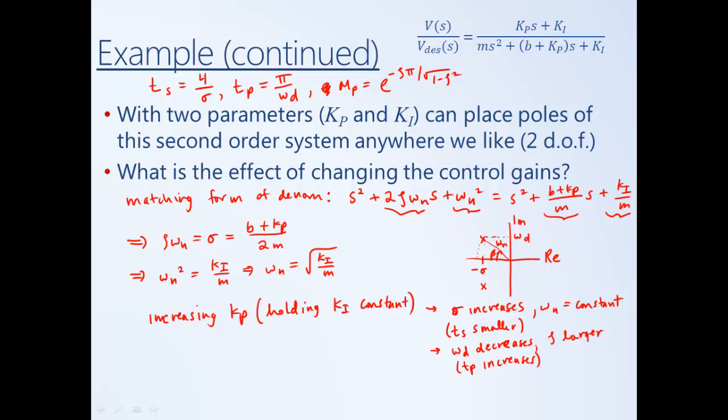We can also see here that increasing Kp makes zeta times omega n larger, where omega n is constant because Ki is constant. So if this quantity is getting larger, but omega n is staying constant, that must mean zeta is getting larger. So we can also see it that way. Increasing the damping ratio will cause overshoot to decrease. So that gives us a sense of the effect of Kp.